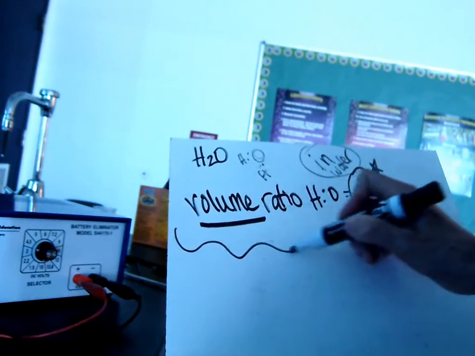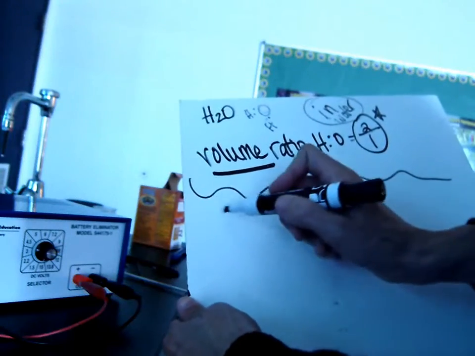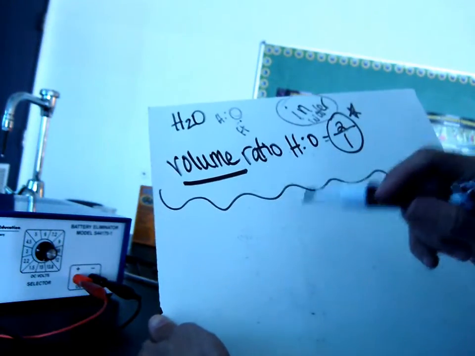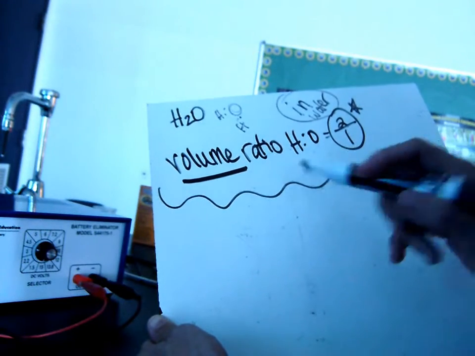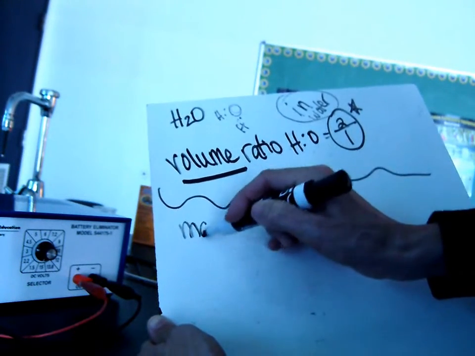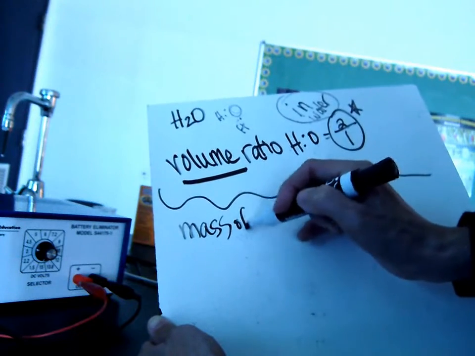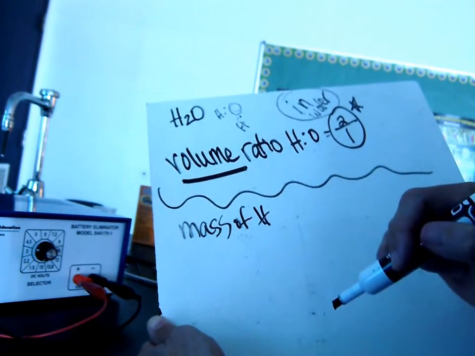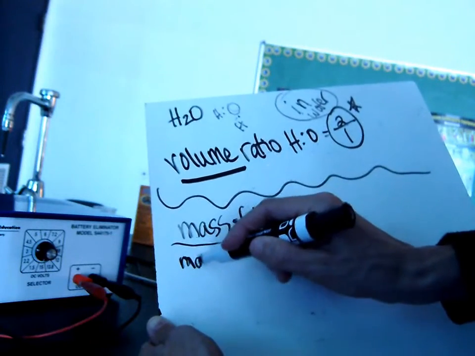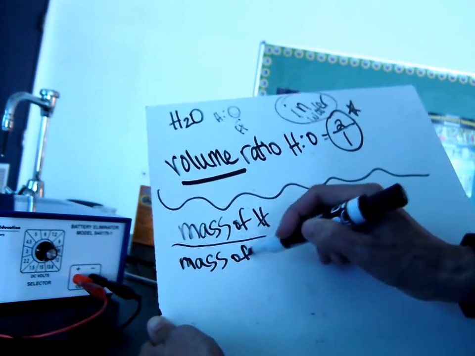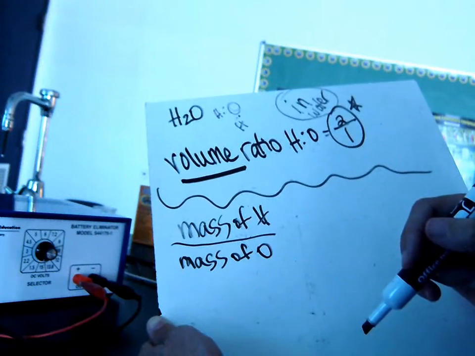Now it's the mass ratio that will be a little bit confusing. So here's the thing with the mass ratio. What we're looking for is when I take apart water, when I decompose it and I gather the hydrogen and I gather the oxygen, what is the mass of the hydrogen that I collected when I decomposed water compared to the mass of the oxygen that I collected when I decomposed water?